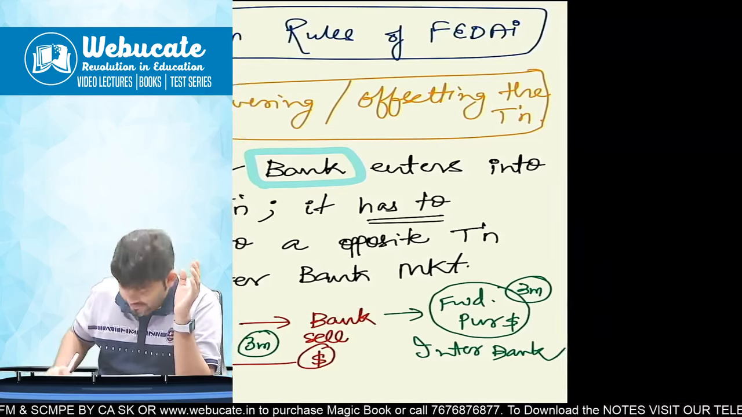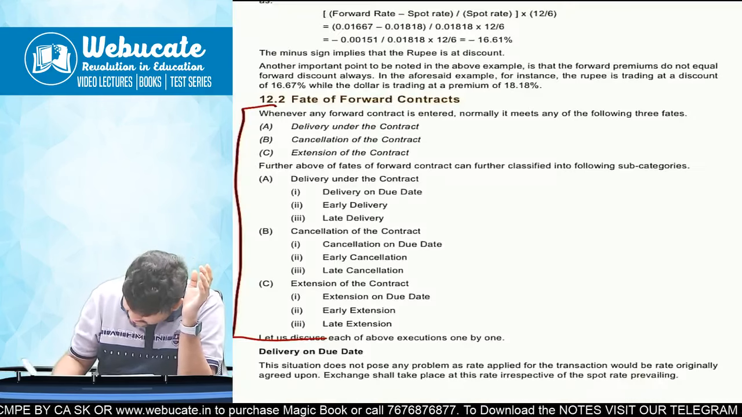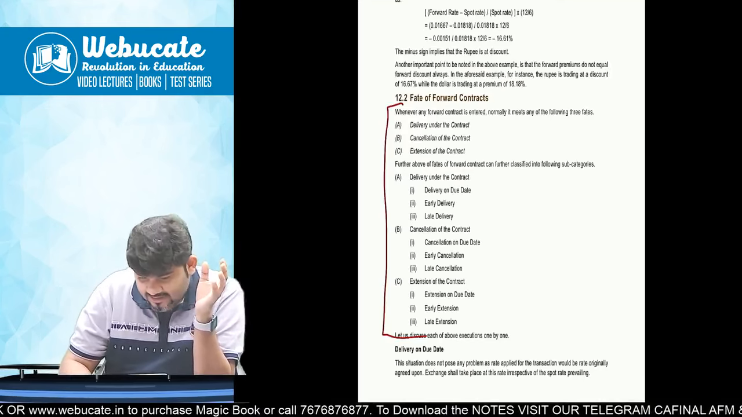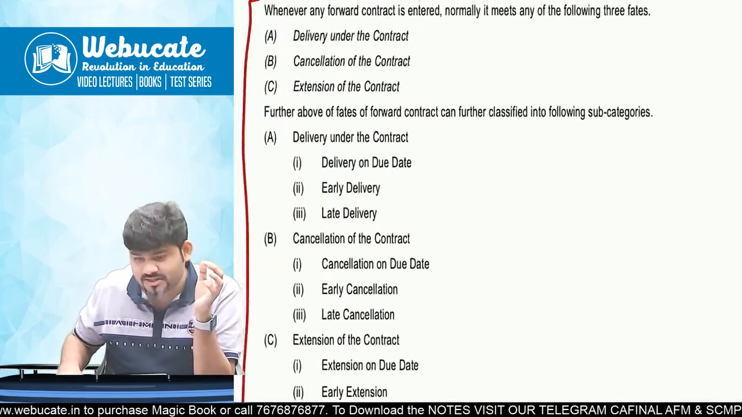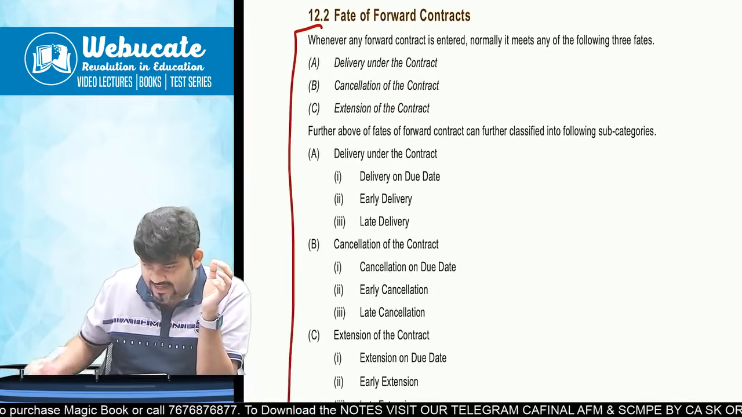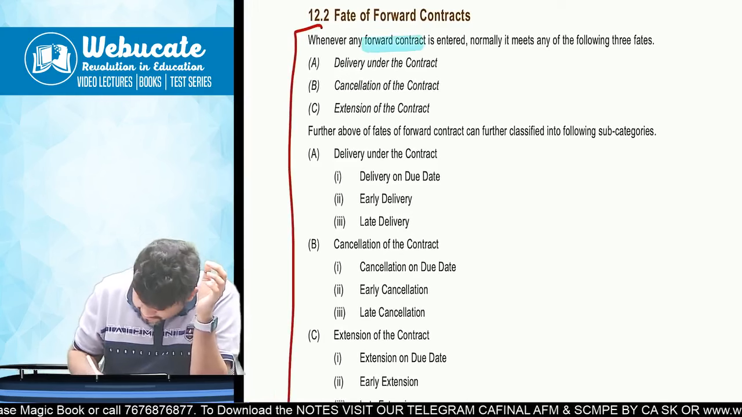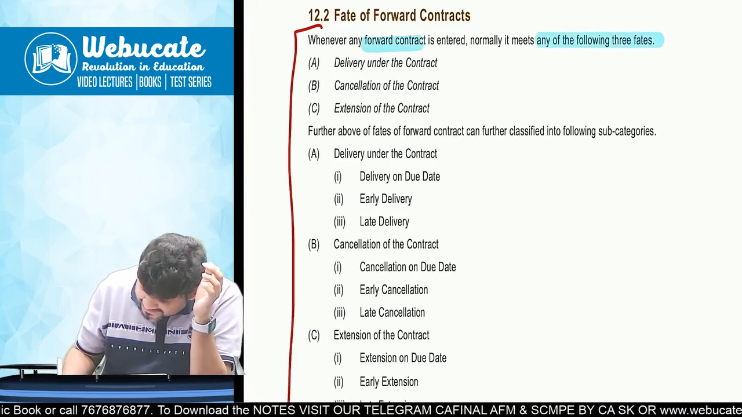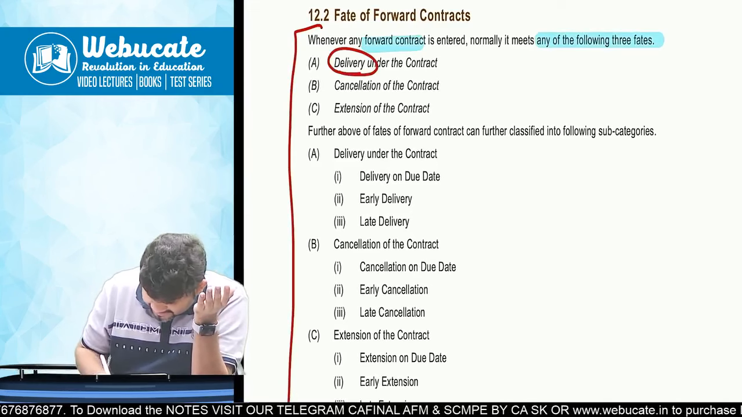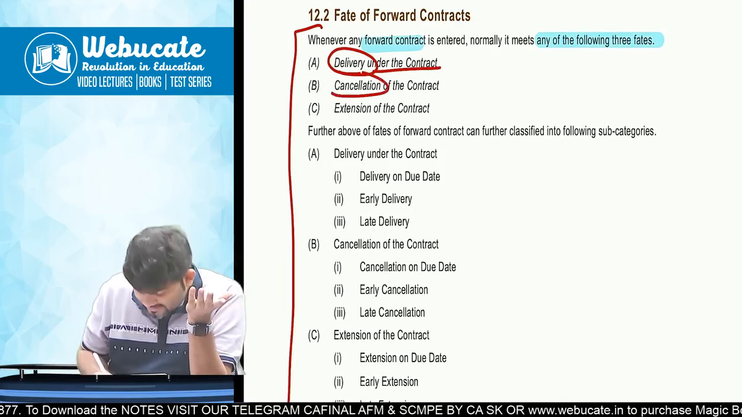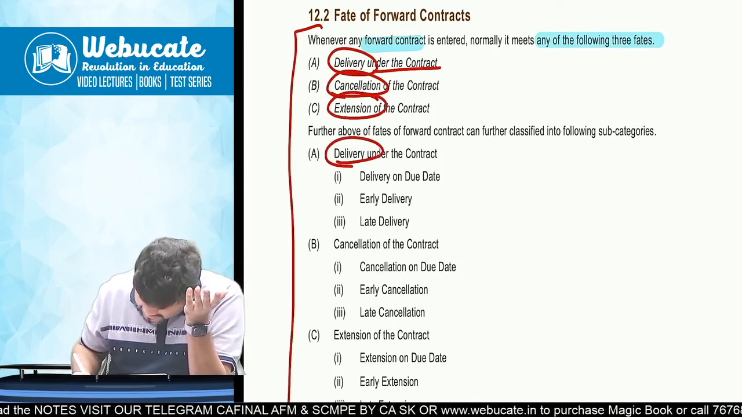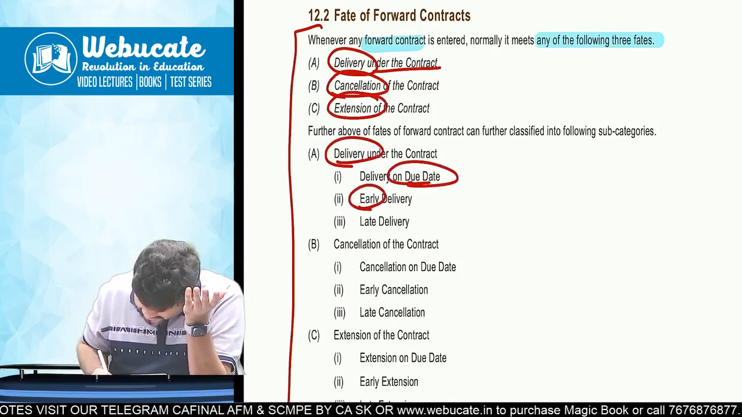Sure, we'll now start with the question and answer. See now, ICAI, let's open this. This is your alma mater. This is your Gita, Bible, Quran. ICAI module. Whenever any forward contract is entered, normally it meets any of the following fates: delivery under the contract, cancellation, extension. But delivery also has three things: on due date, early, late.